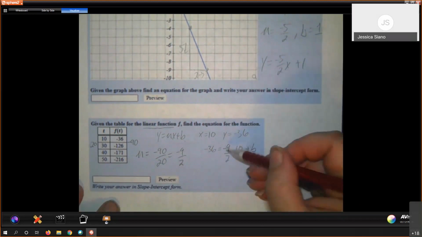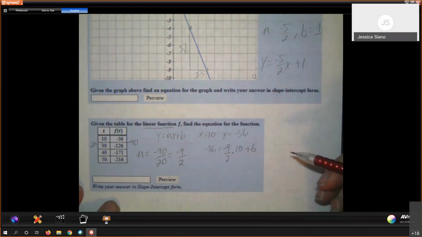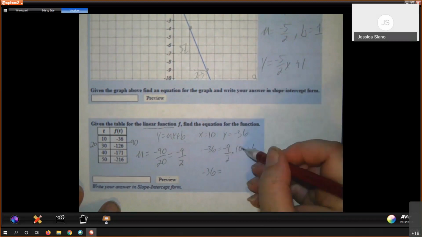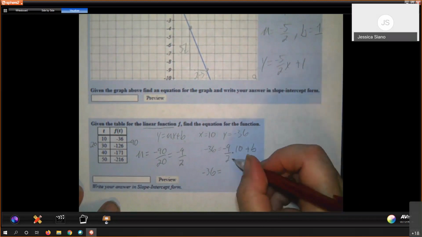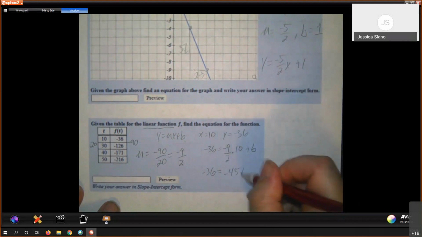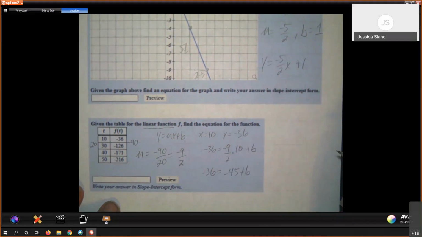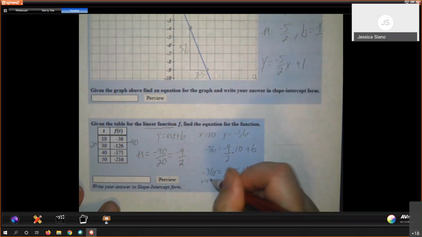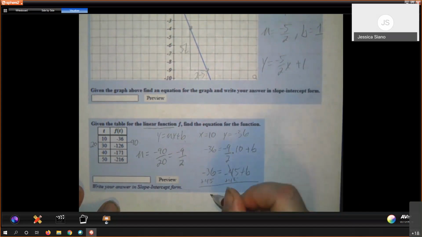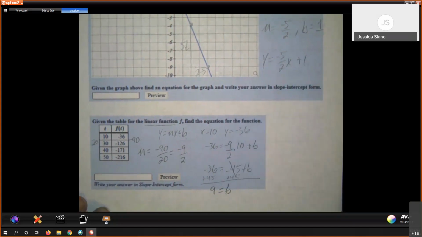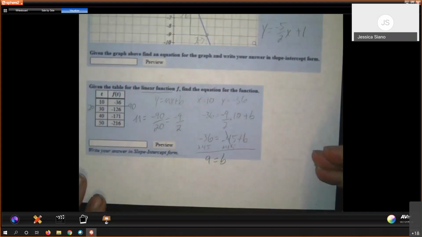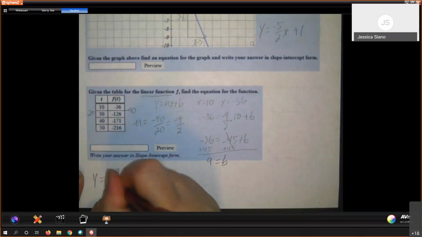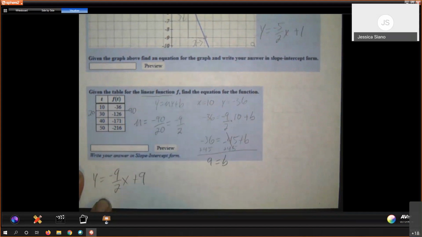Y equals mx plus b. Okay. Negative 9 times 10 is a negative 90, divided by 2 would be a negative 45. And then add the 45 to both sides. So b is 9. So that makes the equation of my line negative 9 halves x plus 9.